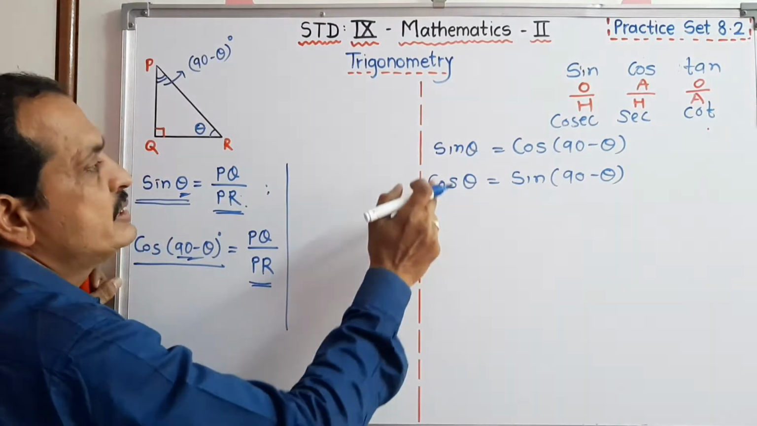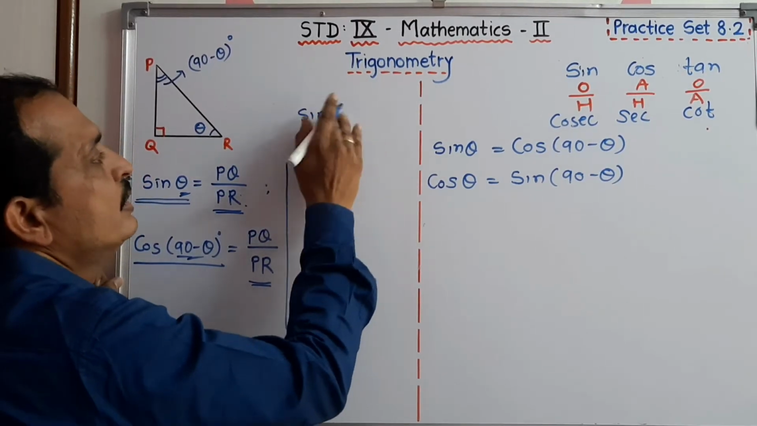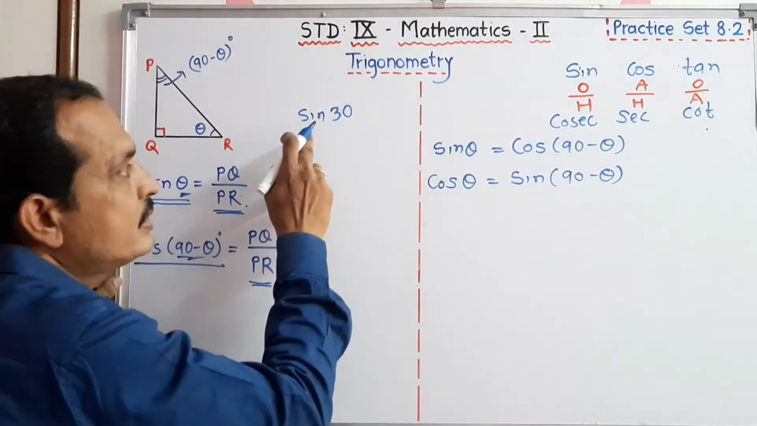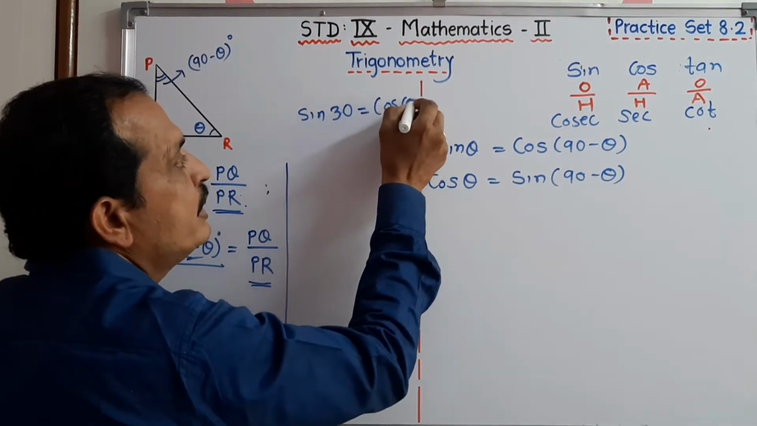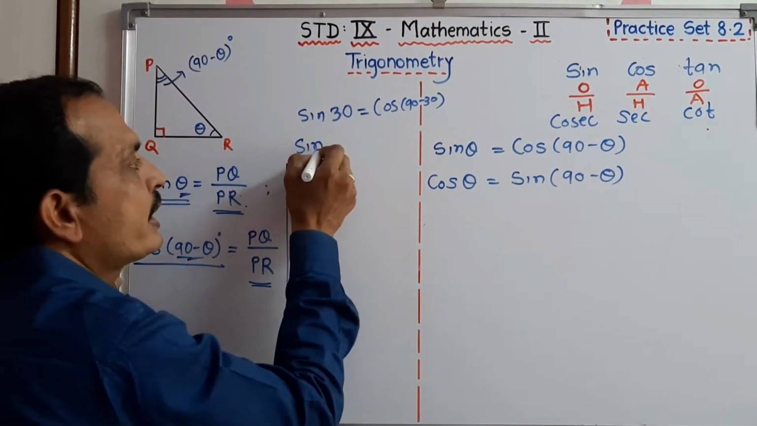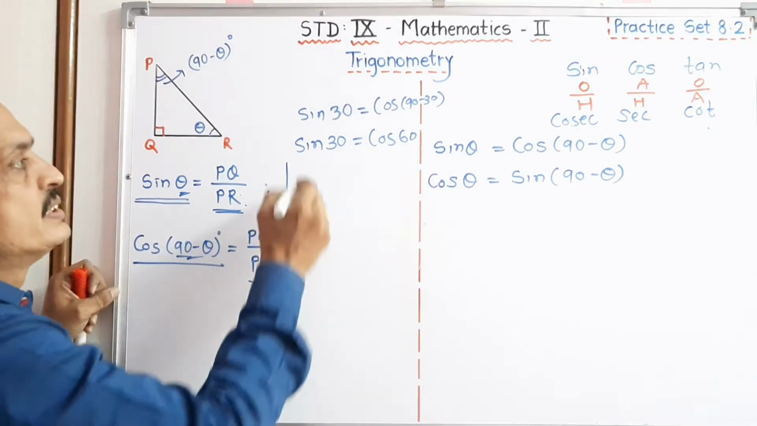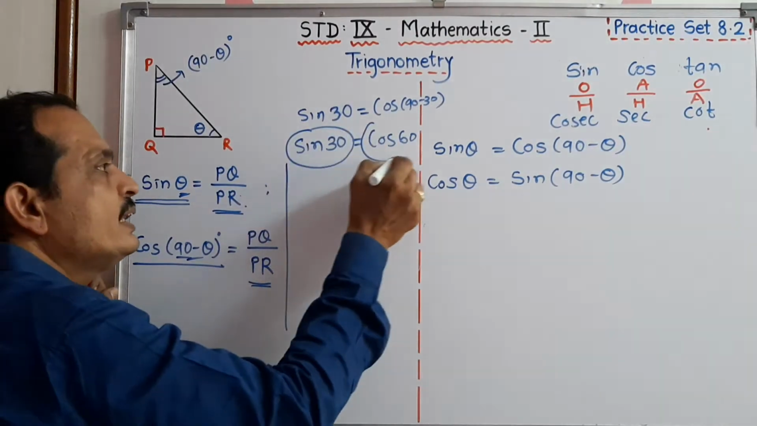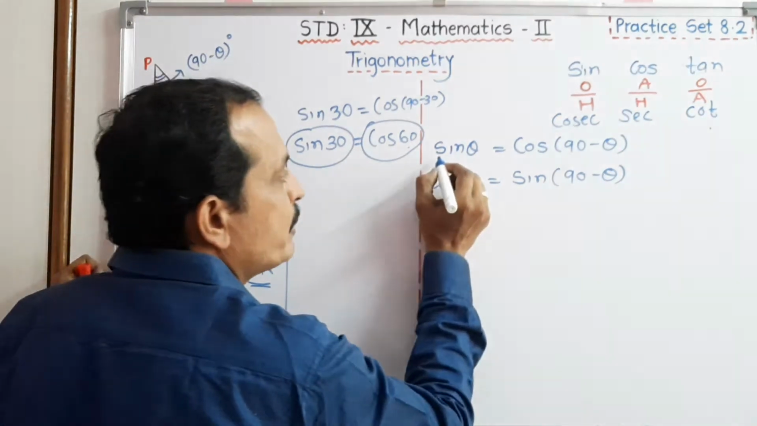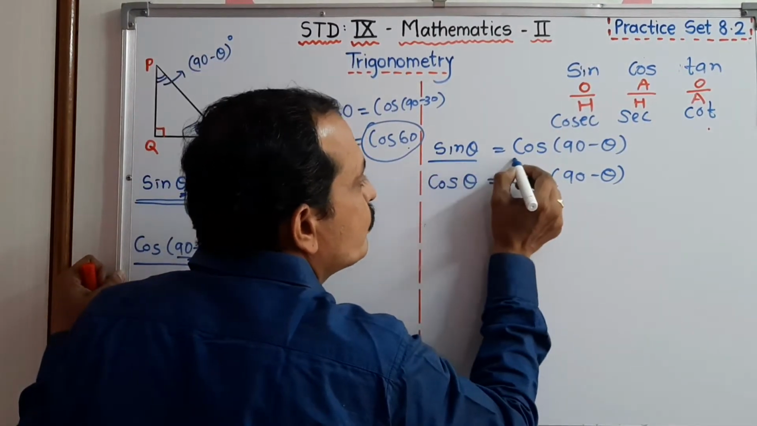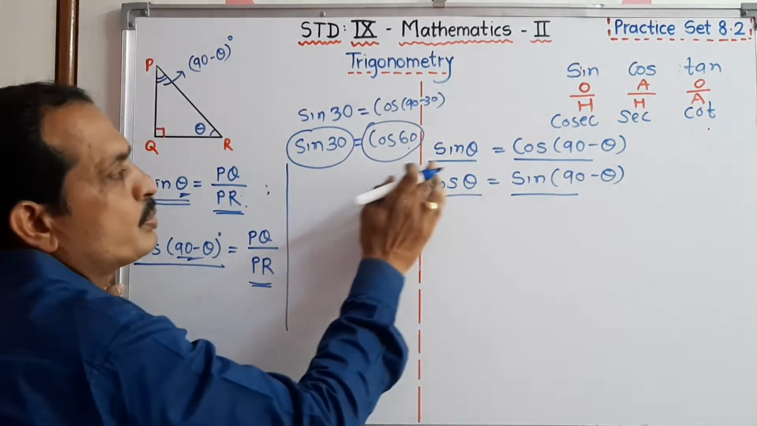Got it? Suppose I write sin 30 degree, then sin 30 is equal to what? Cos 90 minus 30, and therefore we can write sin 30 is equal to cos 60. Got it? That means instead of sin 30 we can write cos 60. This 30 and 60, these are the complementary angles. Therefore, dear student, remember, we can convert this sin in the form of cos, or we can convert this cos into the sine by using this formula.